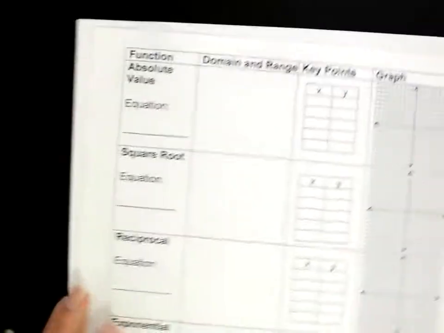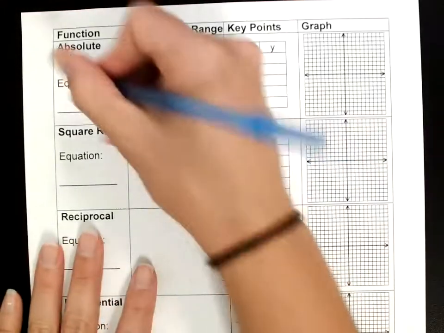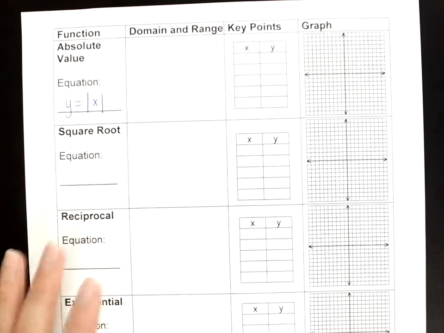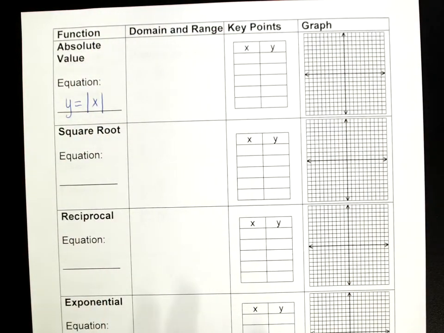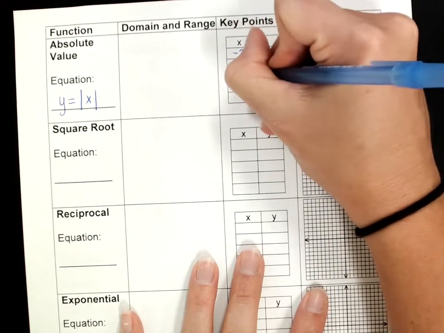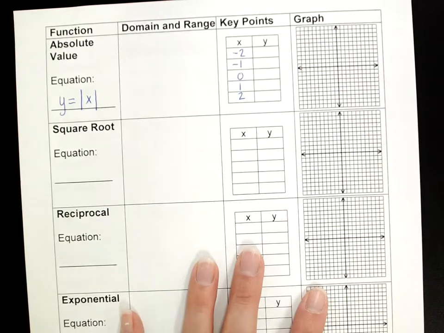Our next parent function is going to be the absolute value equation. This one is going to be y equals the absolute value of x. Remember those two bars. Same x values we've been using, negative 2, negative 1, 0, 1, and 2.